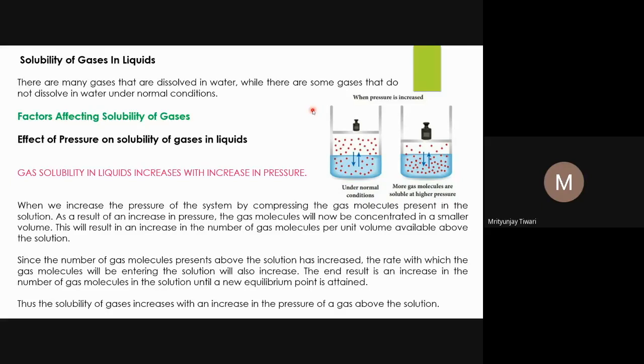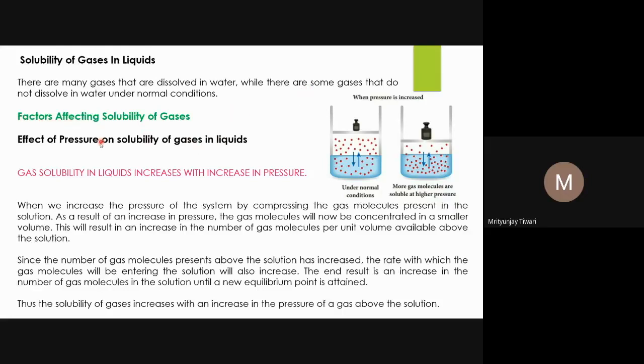And the cold drinks, when you see cold drinks, I mean soda water, what is the carbon dioxide, which is also a gas, it is dissolved in the solution. Mostly the water is the solvent there. So in the soda water and the cold drinks, the carbon dioxide, which is a gas, is dissolved in water. So these are examples of solubility of gases in liquids that we see here.